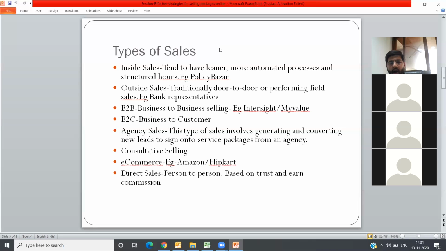E-commerce, you are already well aware of that. Flipkart, Amazon, these are categorized into e-commerce sales. Okay, direct sales. This is a kind of person-to-person sale based on trust, and you earn commission. Like Vikas or someone else, like I know someone.